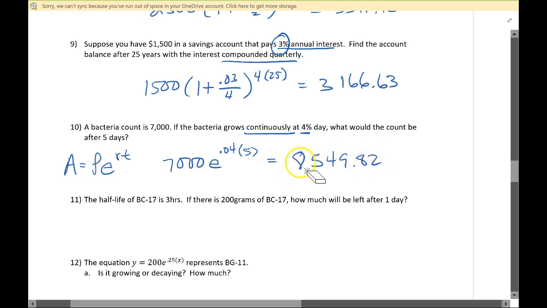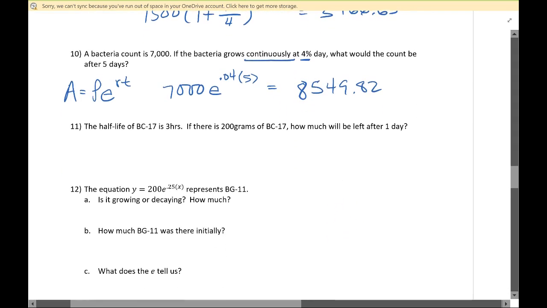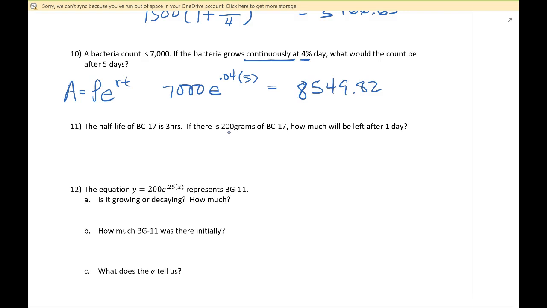All right, number 11. Let me fix that 8. Number 11, you have half-lives. The half-life of BC17 is 3 hours. Don't go asking your chemistry teachers, I just made that up. All right, so BC17 is the half-life is 3 hours. It means every 3 hours there will be half as much left. And so we're multiplying by a half.